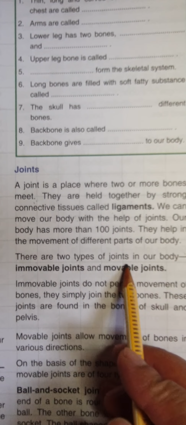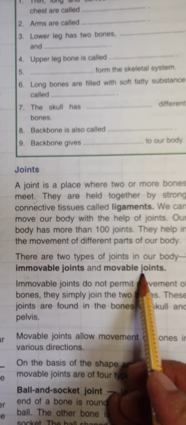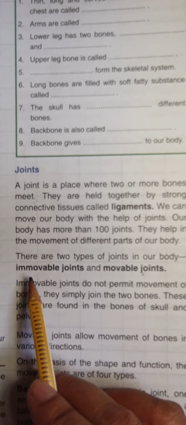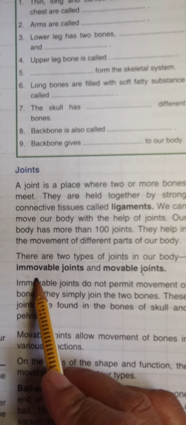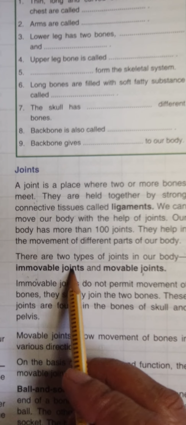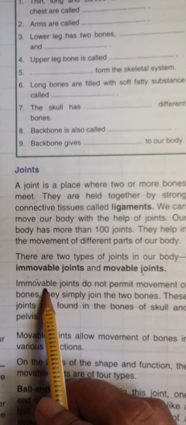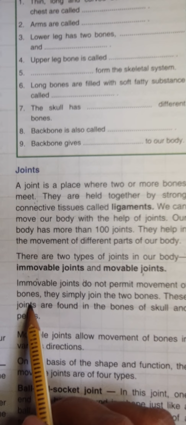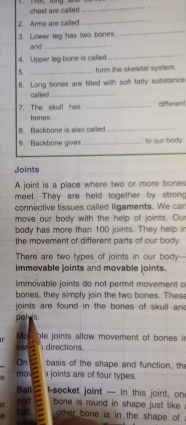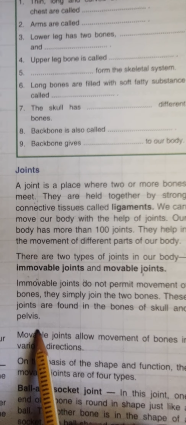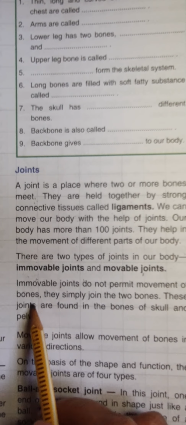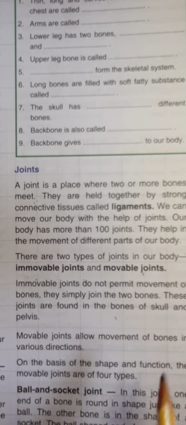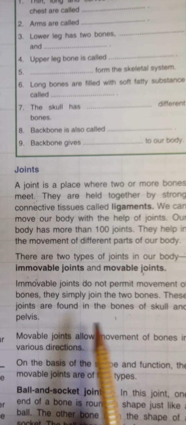There are two types of joints in our body, immovable joints and movable joints. Just as the spine helps us to stretch and move left, right, front and back, the same thing we have with the joints. Immovable joints do not permit movement of bones. They simply join the two bones. These joints are found in the bones of the skull and pelvis. Immovable means you cannot move it.